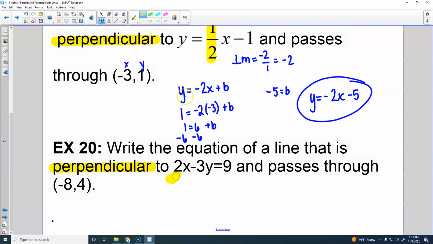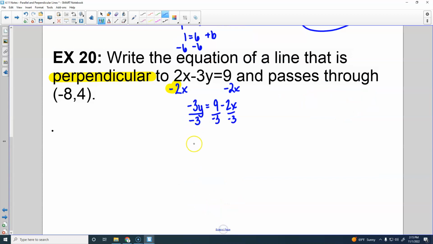So we are going to have to start off by solving this equation for y. So we will subtract 2x from both sides. So negative 3y equals 9 minus 2x. We will divide everything by negative 3. So y is going to equal negative 3 plus 2/3 x. Okay, any questions there?